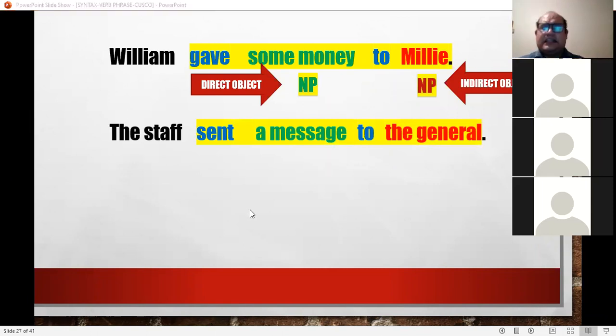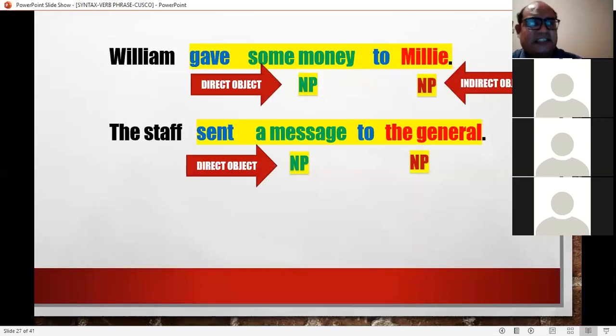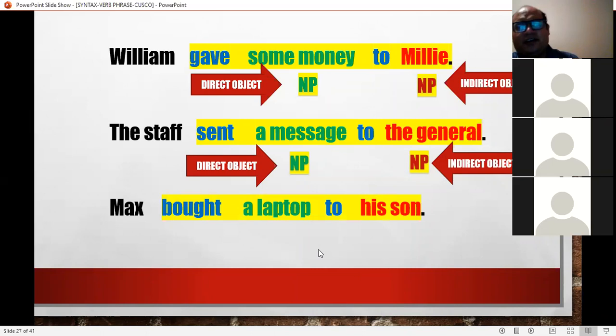All right, so here we have the staff sent a message to the general. Notice, again, we have here the verb and two noun phrases. First, the direct object, then the indirect object. So in this case, again, I'm going to repeat it. We are going to use a preposition. When you change the positions of the objects, first the direct and then the indirect, you need to add a preposition, all right? And the same happens with the other one, right? Max bought a laptop to his son. To his son.